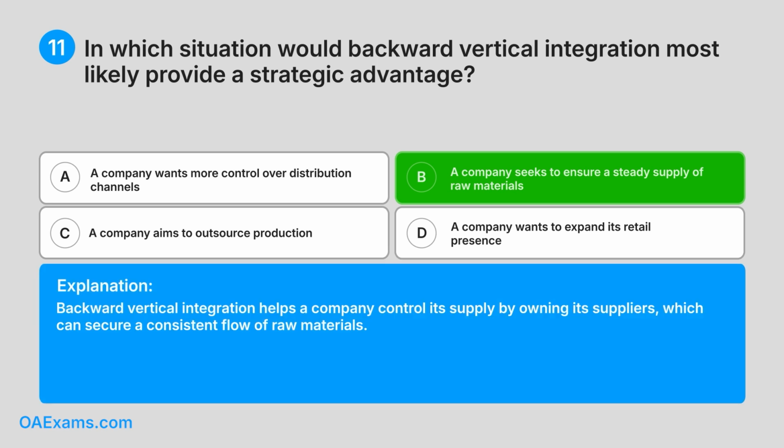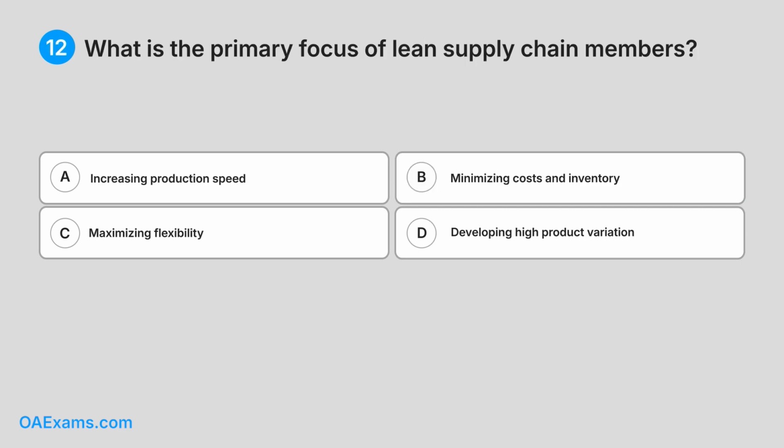Explanation: backward vertical integration helps a company control its supply by owning its suppliers, which can secure a consistent flow of raw materials. 12. What is the primary focus of lean supply chain members? A. Increasing production speed. B. Minimizing costs and inventory. C. Maximizing flexibility. D. Developing high product variation.